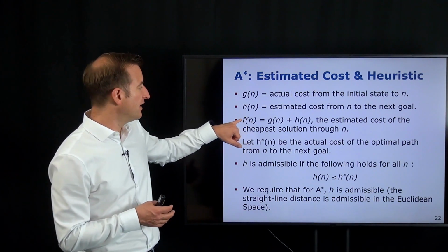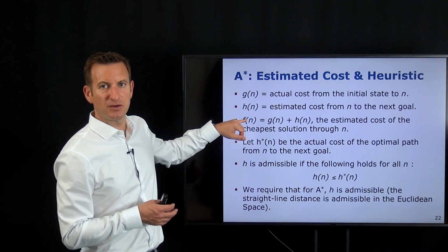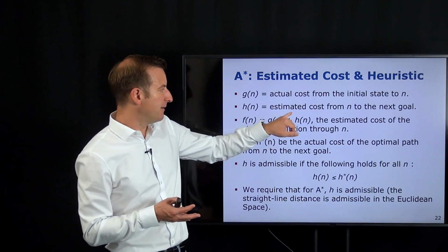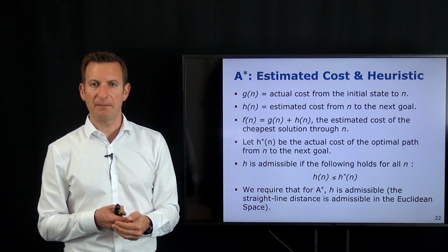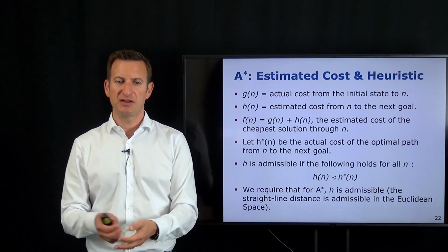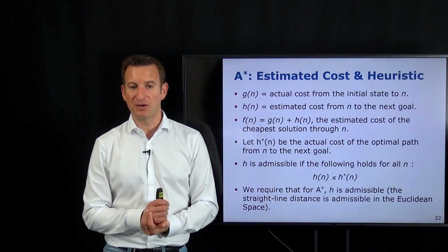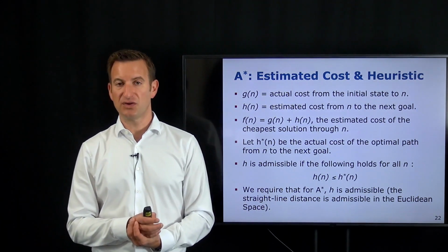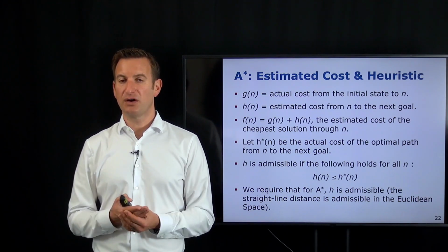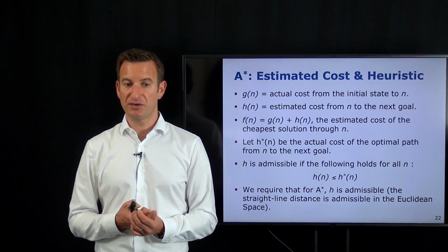So what A star does, it basically always expands the node which has the minimum f cost. So where we have the minimum of the sum between the actual cost so far and the estimated cost which is to come. And it will always expand the node with the smallest f cost until it reaches the goal location. We however have to say a few words about this h of n, about this heuristic. What are properties that this heuristic needs to satisfy? The first thing we want to have is that the cost of the target location is 0. So if we are at the goal location, we should get a cost of 0.